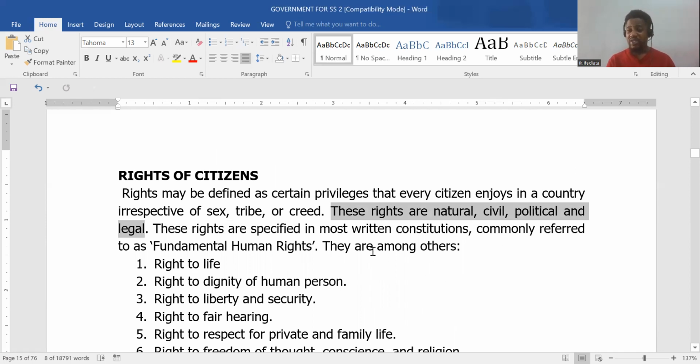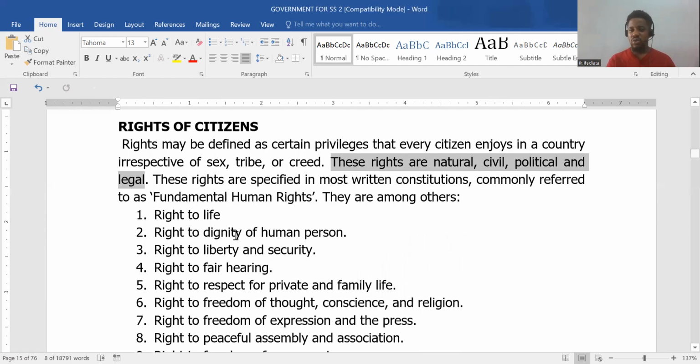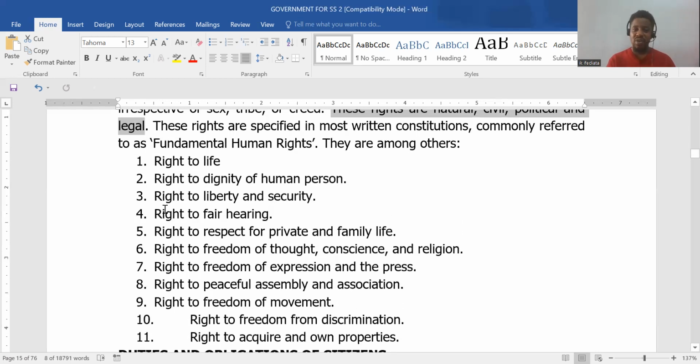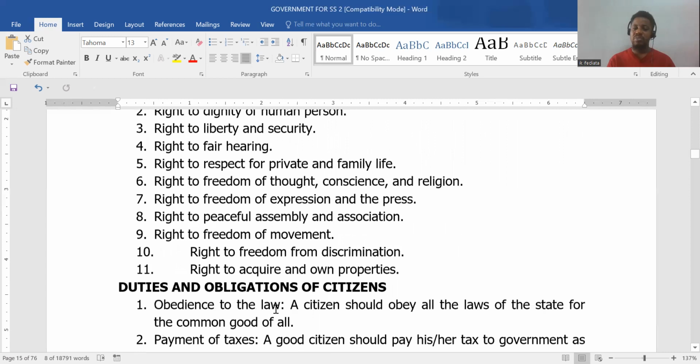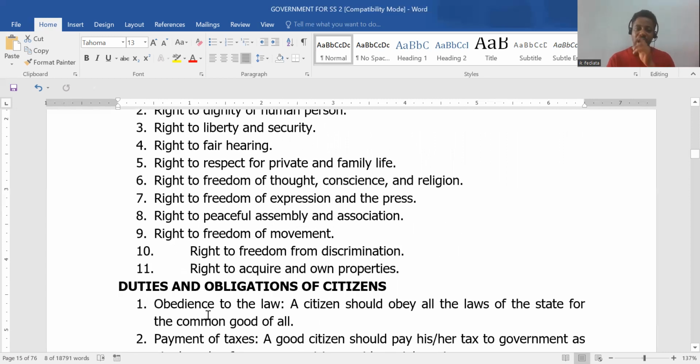And most often, these rights are enshrined in the constitution of the land. So the constitution protects it. So when we talked about the independence of the judiciary in the previous class, that they help protect the constitution, help protect our fundamental human rights, this is what we're referring to. Now, some of these rights are rights to life, dignity of human person, liberty and security, fair hearing, freedom of thought, conscience, religion, right to expression, right to peaceful assembly, right to freedom from discrimination, right to acquire and own properties, and lots more.